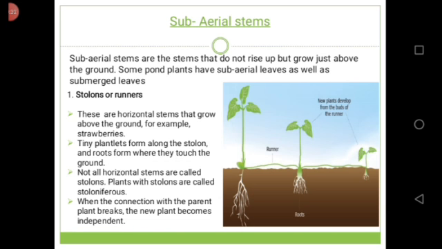Next, some tiny plantlets form along the stolon, and roots form where they touch the ground. One important point: not all horizontal stems are called stolons. Plants with stolons are called stoloniferous. When the connection with the parent plant breaks, the new plant becomes independent.